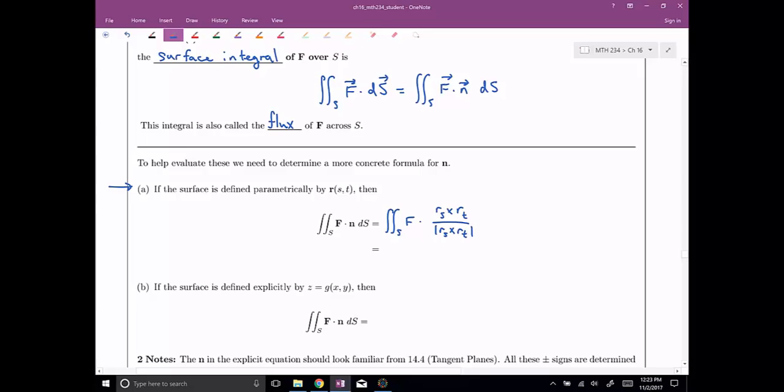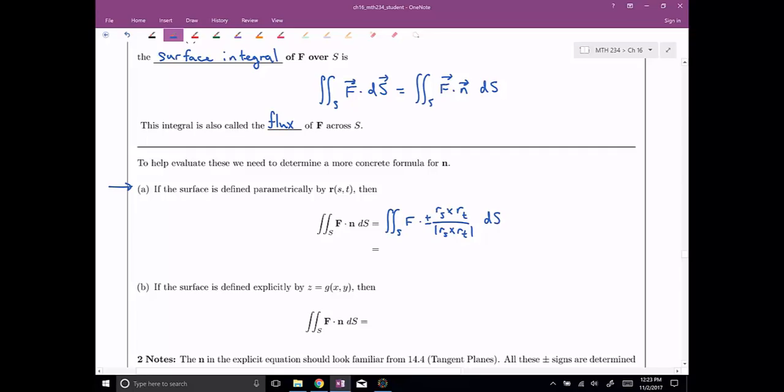and then we have to choose the orientation, because there are two normal vectors, so you can do either the plus or the minus, and you're going to have to choose which orientation you'd like. And then this is going to be the regular old dS. So this is how we can express n if we have a surface defined parametrically.